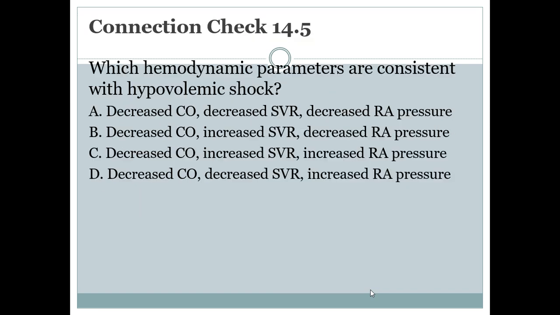Connection check. Which hemodynamic parameters are consistent with hypovolemic shock? A, decreased cardiac output, decreased SVR, decreased RA pressure. B, decreased CO, increased SVR, decreased RA pressure. C, decreased CO, increased SVR, increased RA pressure. Or D, decreased CO, decreased SVR, increased RA pressure. So RA is right atrial pressure. All right, I'll give you a minute or two to answer that.